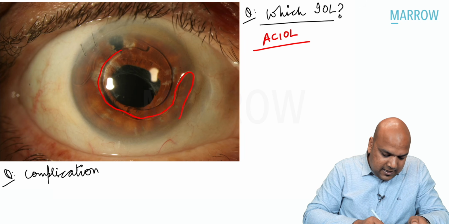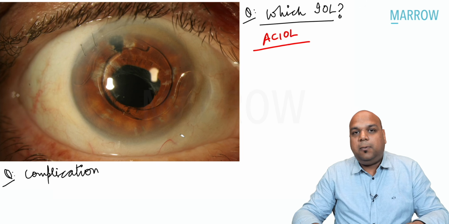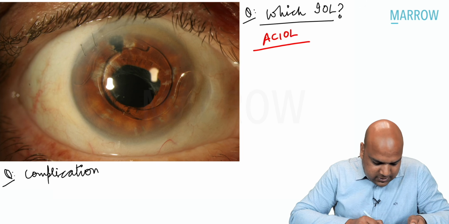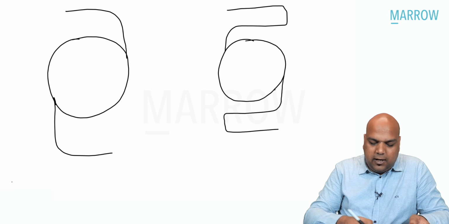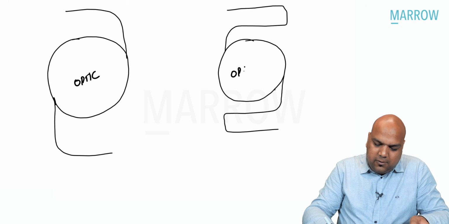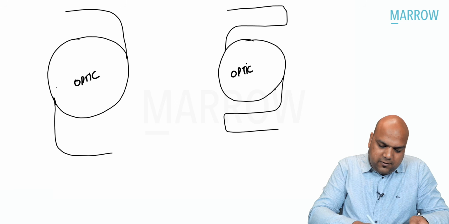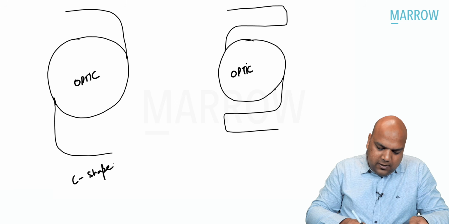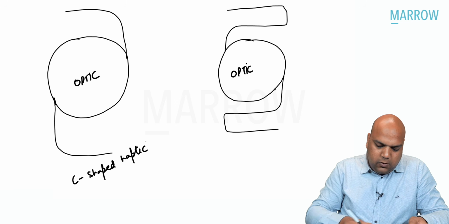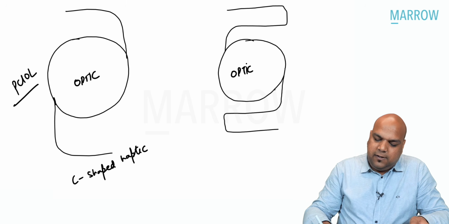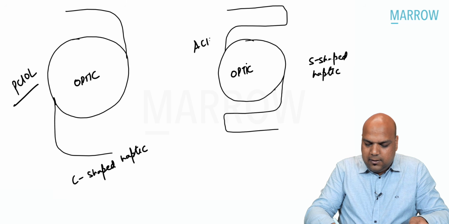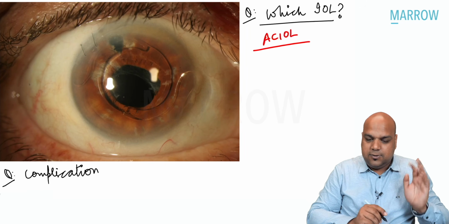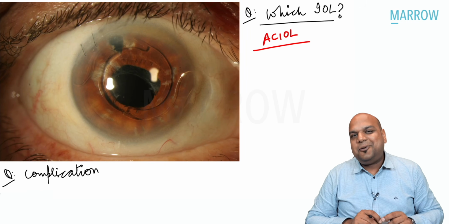I'll just draw this S shape for you so that you can pause the video and try to make it out. If you're still not clear, then please see the two types of images we see without being put in an eye. This is called the optic. The haptics are different. This haptic we call a C-shaped haptic. When we see a C-shaped haptic, we know we are talking about a PCIOL. But when we see an S-shaped haptic, as I've just shown you, that is known as an ACIOL. So that's the difference. That is what we are trying to see in the image. This is an ACIOL, anterior chamber intraocular lens.